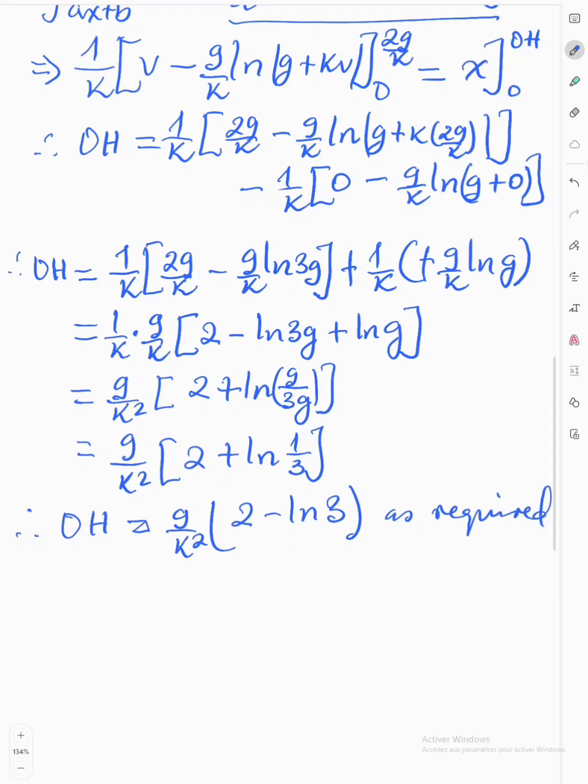Remember that ln of 1 over 3 is the same as ln of 3 to the negative 1. And the negative 1 can always spring to multiply the log according to one of the laws of logarithm. So ln of 1 over 3 is the same as the negative of ln of 3.